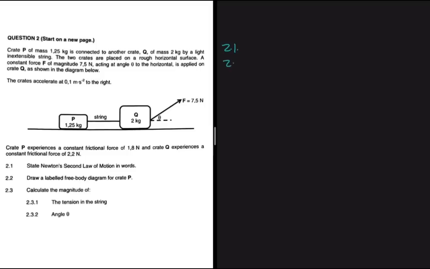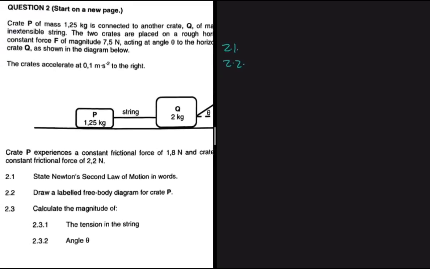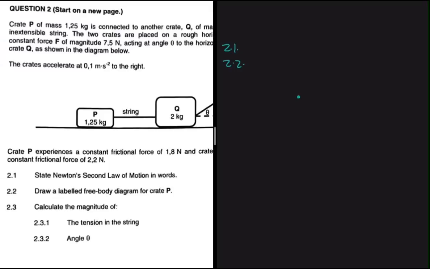And then 2.2, let's draw a labeled free body diagram for crate P. So let's pay attention to crate P now. Crate P is connected to crate Q by a string, so there must be tension on crate P moving in that direction. And because crate P is lying on a surface, we must have a normal force, but not only a normal force, even the gravitational force. So we should have Fg and the normal force there.